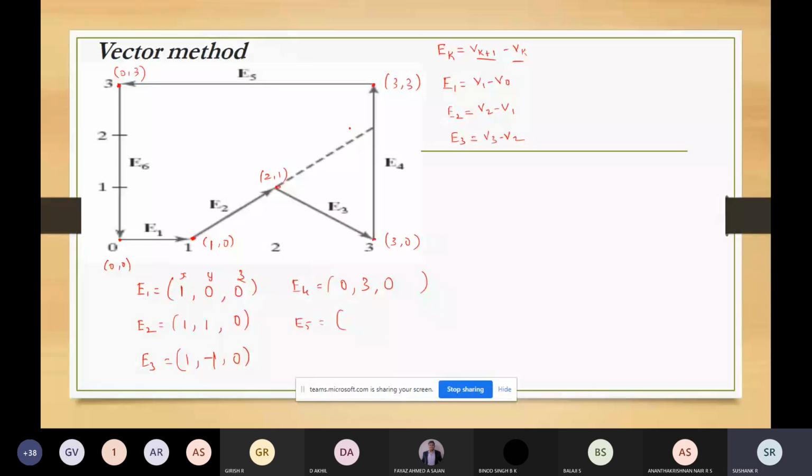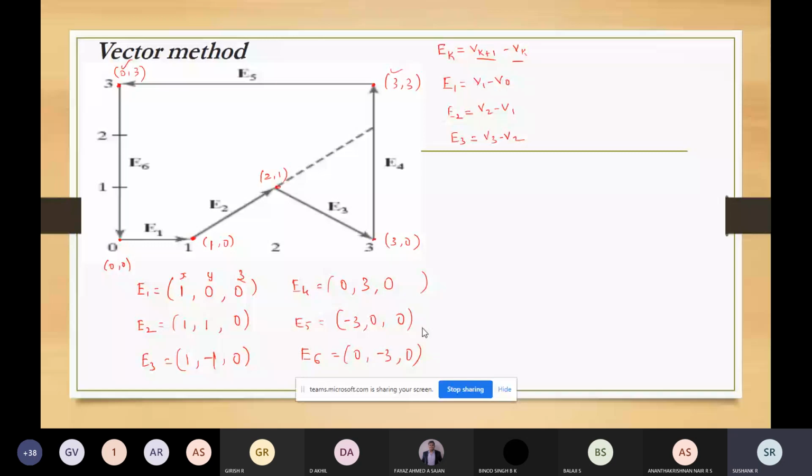E5: 0 minus 3, which will be minus 3. Again, 3 minus 3 will be 0. The z component will be 0. E6 will be 0 minus 0, 0 minus 3 will be minus 3, and 0. So the first step in the algorithm is done.